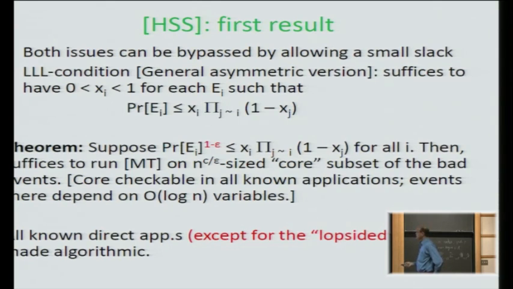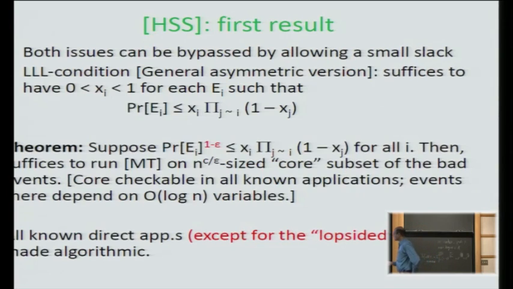Okay. So among your bad events, you can easily identify an explicit subset of size only polynomial in n and just run Moser Tardos on this. And since this is an explicit polynomial sized collection of bad events, finding a bad event and so on is quite easy. So essentially, if you allow the slack, this makes most known direct applications of the local lemma algorithmic, except for what is called the lopsided LLL, which I'll come to at the very end of the talk. I'll very briefly show you the primary idea that drives this. This is our first result.